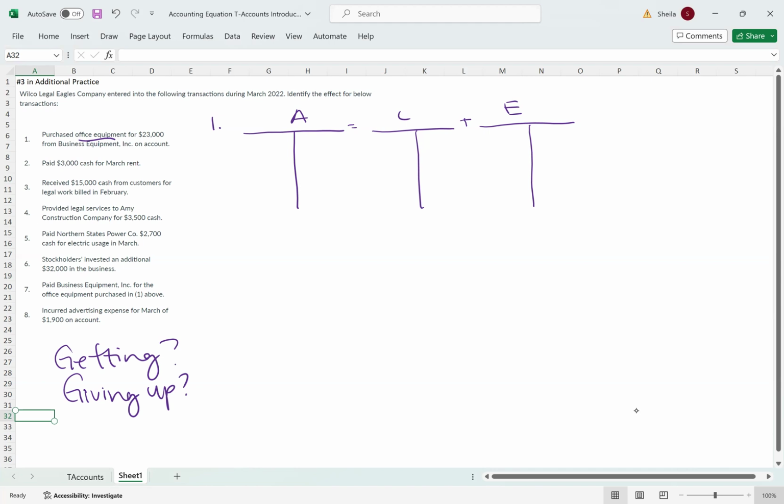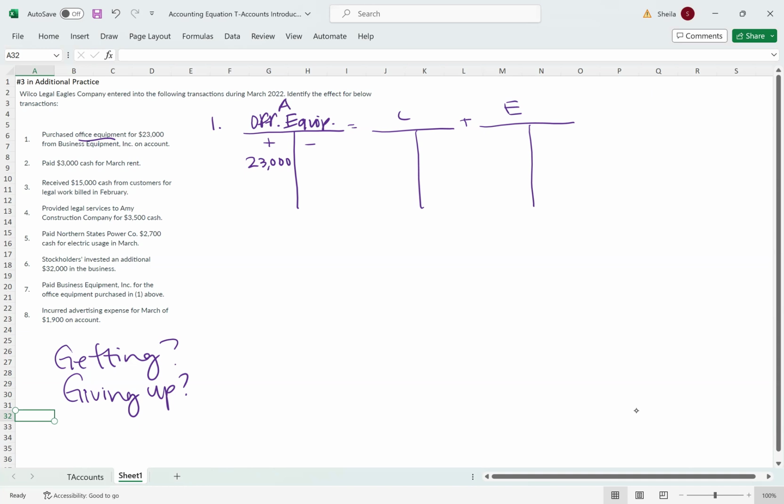So I like to say, what is an office equipment? Well, office equipment is an asset because we can use it in the future. So our asset account is office equipment. Okay, now remember, all of our assets are increased by debits, decreased by credits. So if we're getting office equipment, we want to debit the office equipment account for $23,000. What that means is we have increased our assets by $23,000.